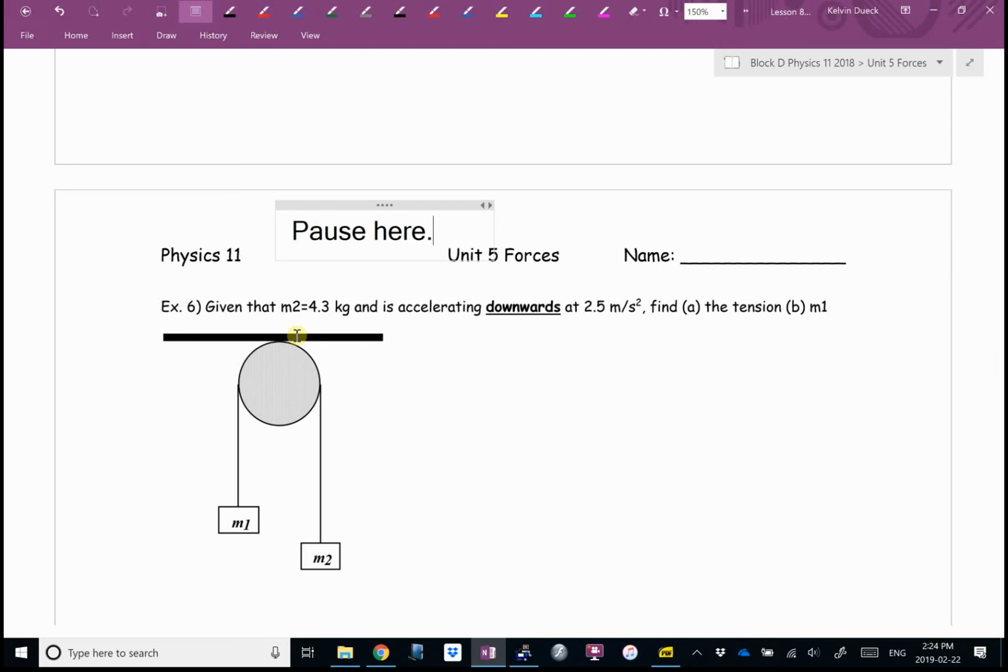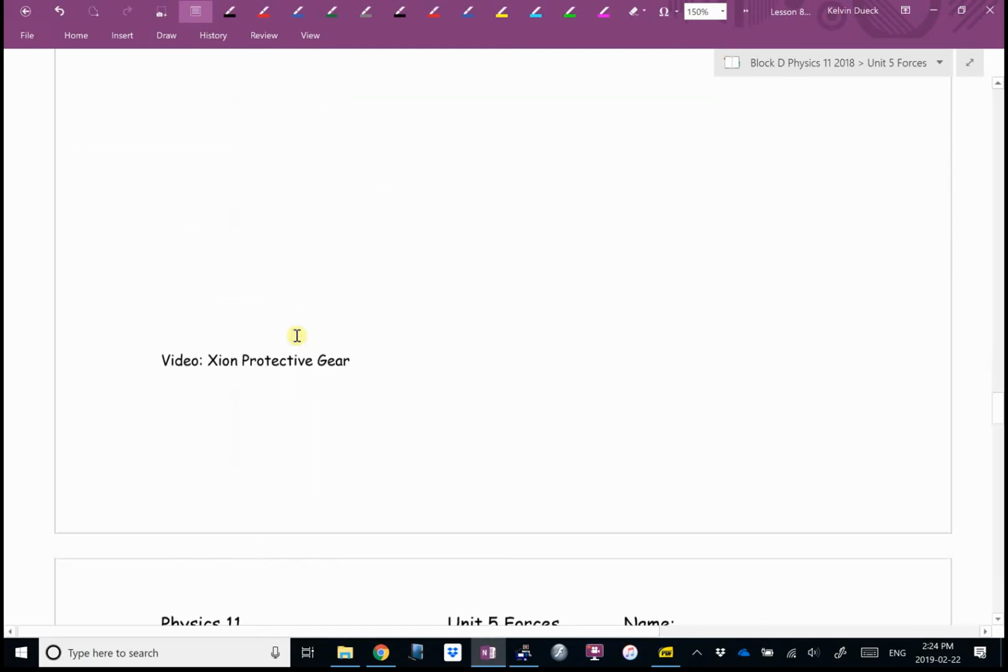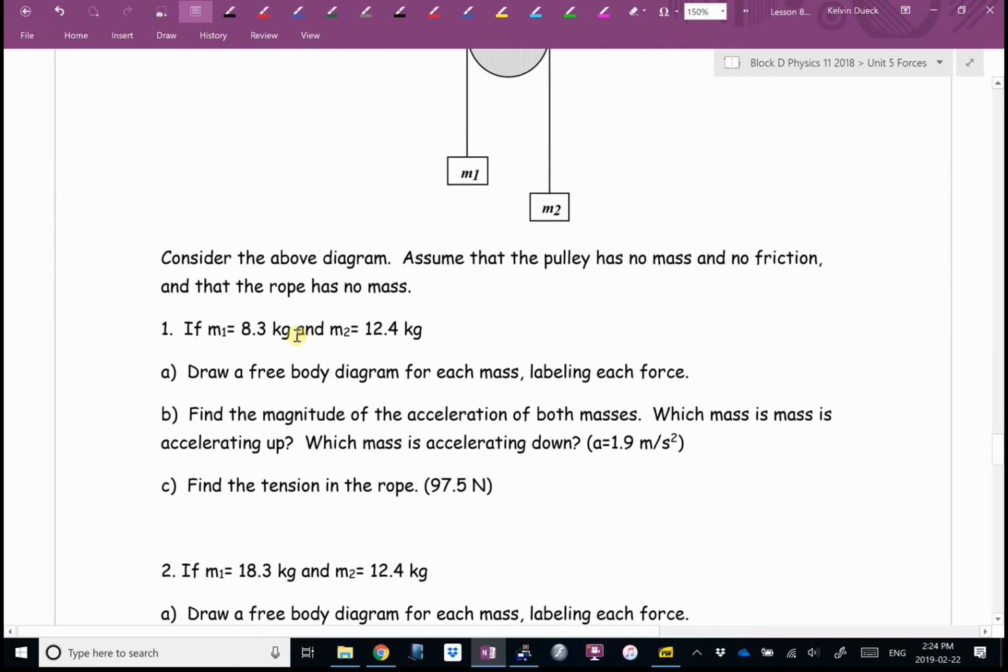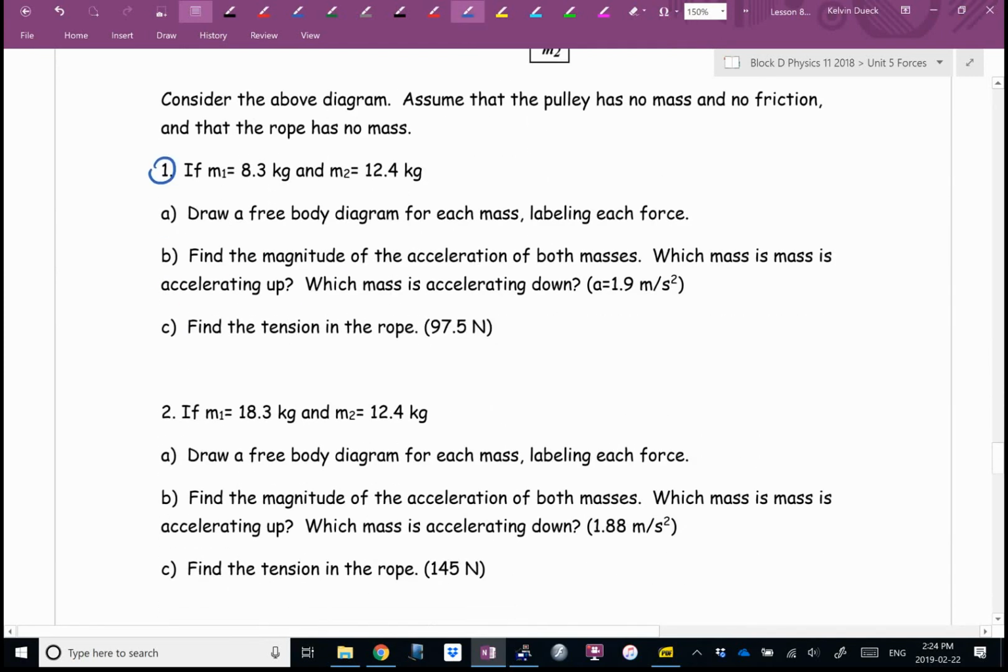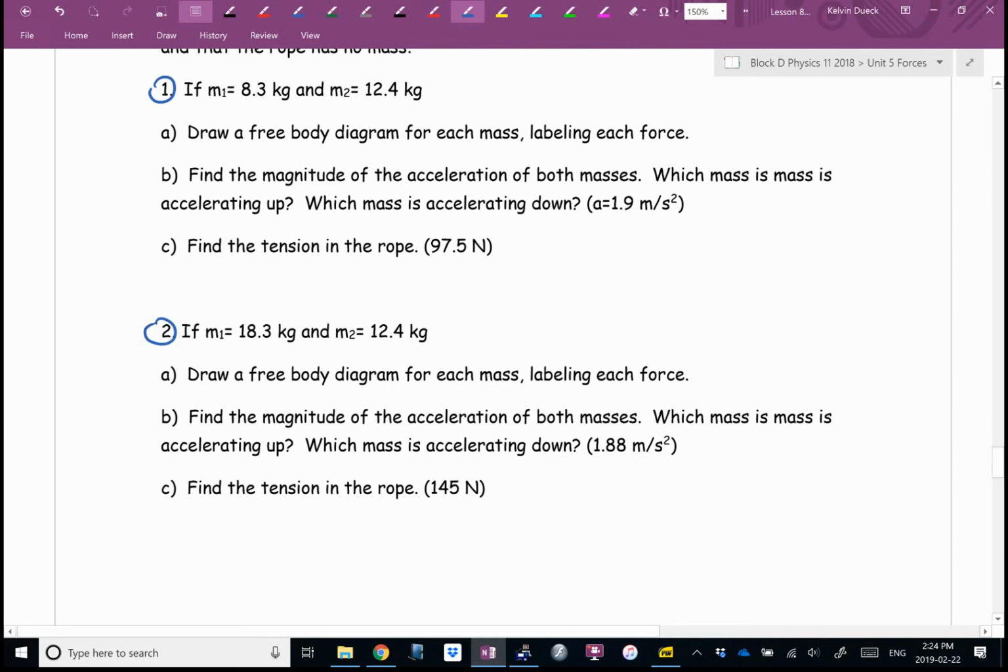Then what are we going to do, Mr. Dueck? I'll tell you in just a second. But for now, if you want to get a head start, we can do number 1. You can do number 2. I would probably do a quick sketch and a free body diagram on a separate piece of paper next to each of these questions.